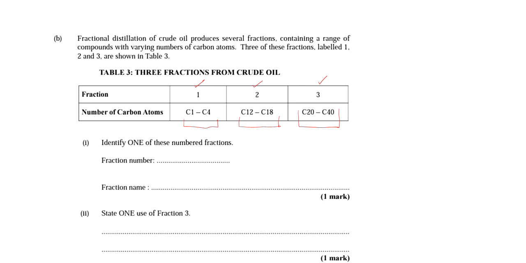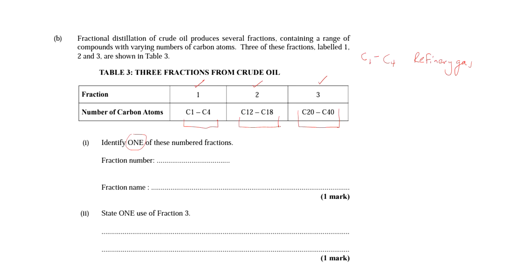So the question asks to identify one of these numbered fractions. Let me just write it on the side here. We could have said identify 1. If we choose 1, which is C1 to C4, that is called refinery gas.